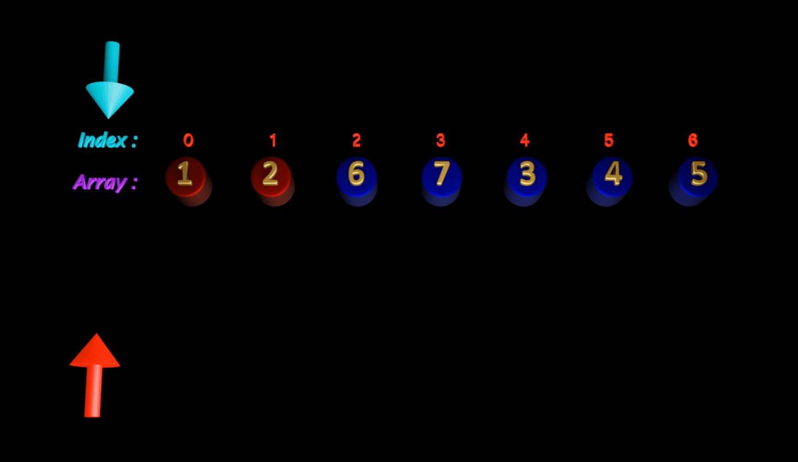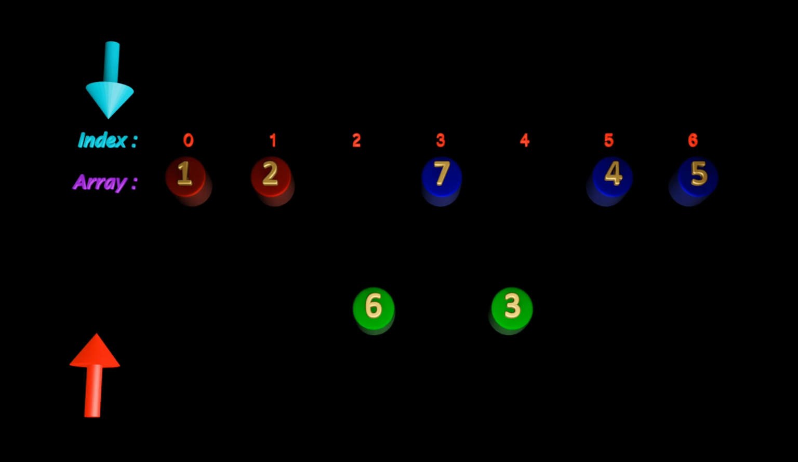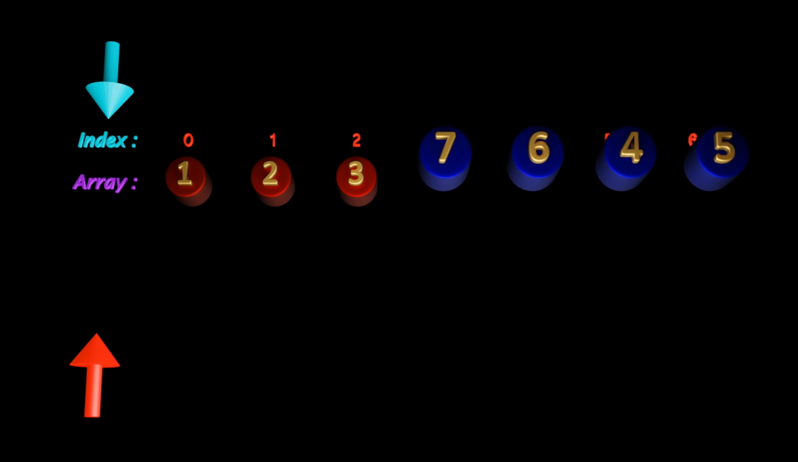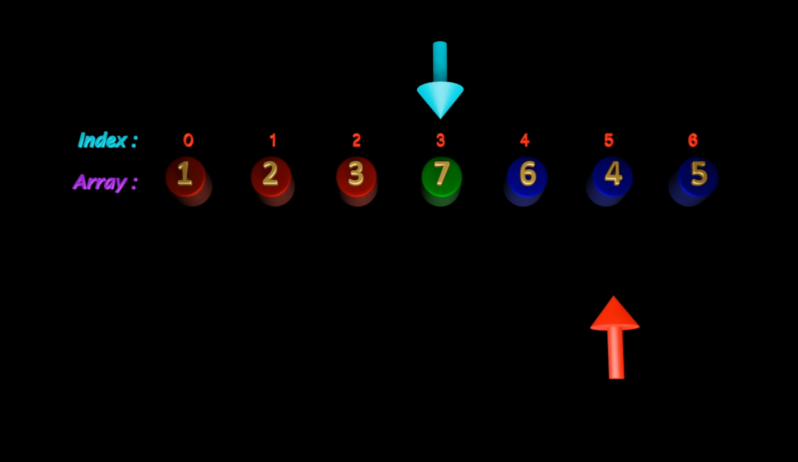Repeating the process for the third time, we get the smallest element at index number 4 with value 3. Now we have two parts of the array, the sorted one in red and the unsorted in blue. Repeating the whole process for the 4th, 5th and 6th elements results as shown.